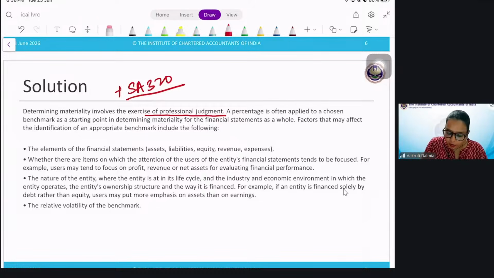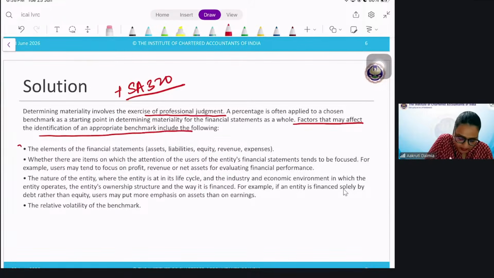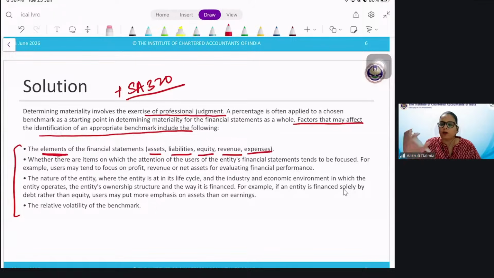A percentage is often applied to choose correct benchmark as a whole. Factors that may affect the identification of benchmark. Very straightforward, 4 points are there. You can first see what are the main elements in a benchmark. Asset, liability, equity, revenue, expense. Just overall see the situation.